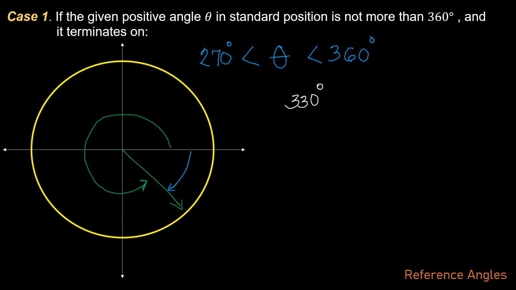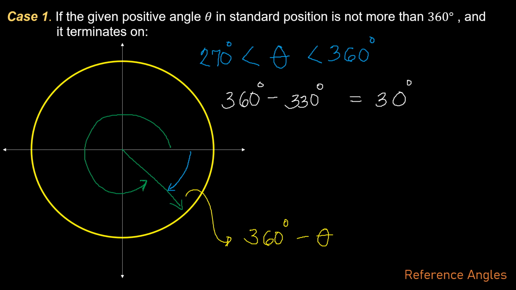So paano mo makukuha ang reference angle niyan? And since on this illustration, kapansin-pansin, na kapag tinanggal mo sa 360 degrees yung given angle na terminates sa quadrant 4, ay bibigyan ka niya agad ng reference angle. So we're going to do that. So we have 360 degrees minus 330 degrees will give you 30 degrees, and that's the reference angle. Another, you can have 350 degrees. Remove 350 degrees from 360 degrees will give you 10 degrees. It's another reference angle.